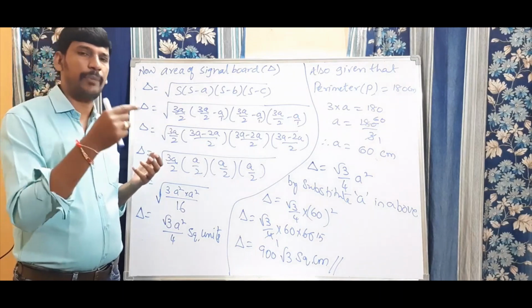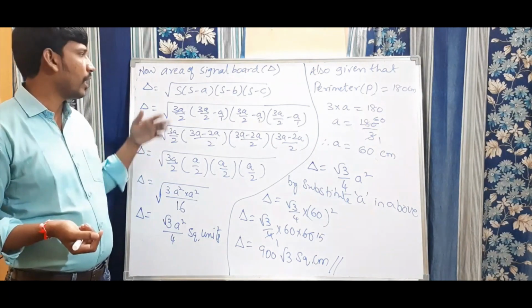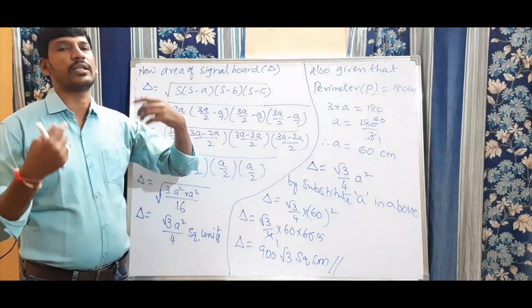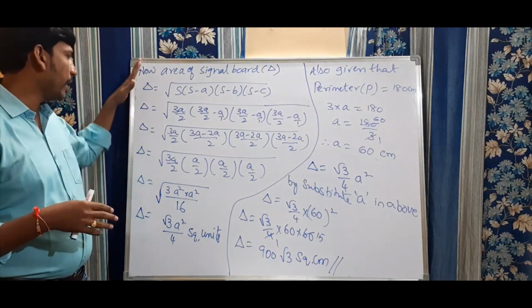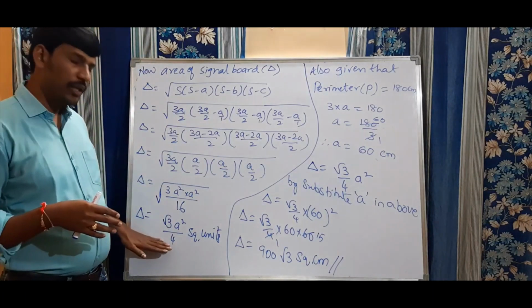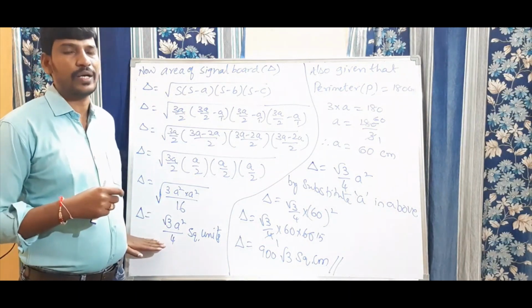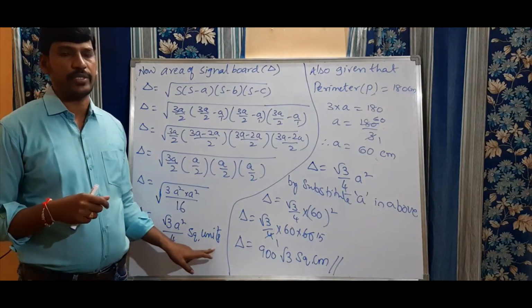Semi-perimeter, that is a plus a plus a by 2, is equal to 3a by 2. Now substitute the s value, and here the three sides are nothing but a only because all 3 are equal. It is an equilateral triangle. Then you have to simplify each and everything. You will get the delta value, that is the area of the signal board. What is the area of the signal board here? Root 3 by 4 a square units.